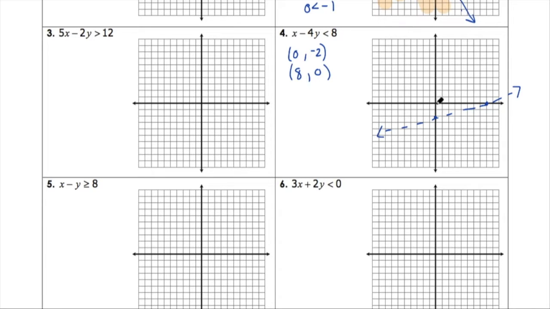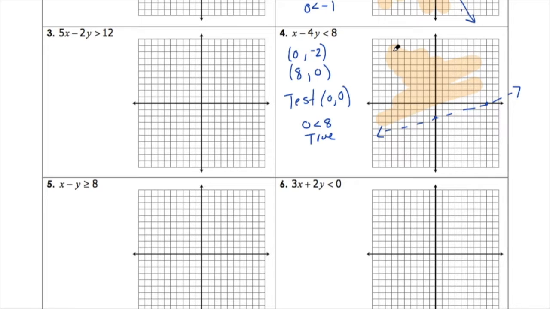Okay, 0, 0 would be still a good test point. We'll test 0, 0. And if we put 0, 0 in here, we get 0 is less than 8. Is 0 less than 8? Sure it is. That's true. So we're going to shade towards 0. So, I'm sorry, I crossed my line a little bit. Let me do that a little bit better. 0 on this side. So that's the side that is true for our inequality here.